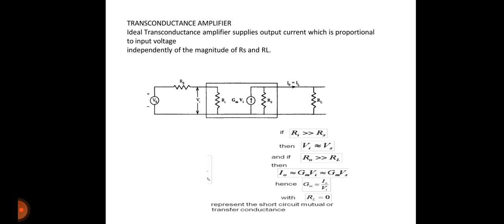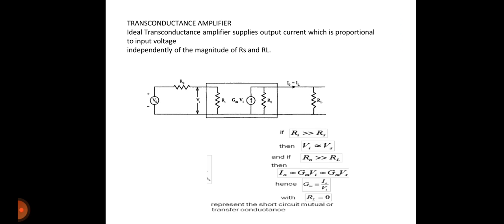So here Gm represents the transconductance. Here Gm into Vi is nothing but a current source, and whenever a current source is there, R0 should be in parallel with Gm into Vi. In this way we will draw the transconductance amplifier. So an ideal transconductance amplifier supplies output current which is proportional to input voltage. Gm is the proportionality constant, which is independent of the magnitude of Rs and Rl.